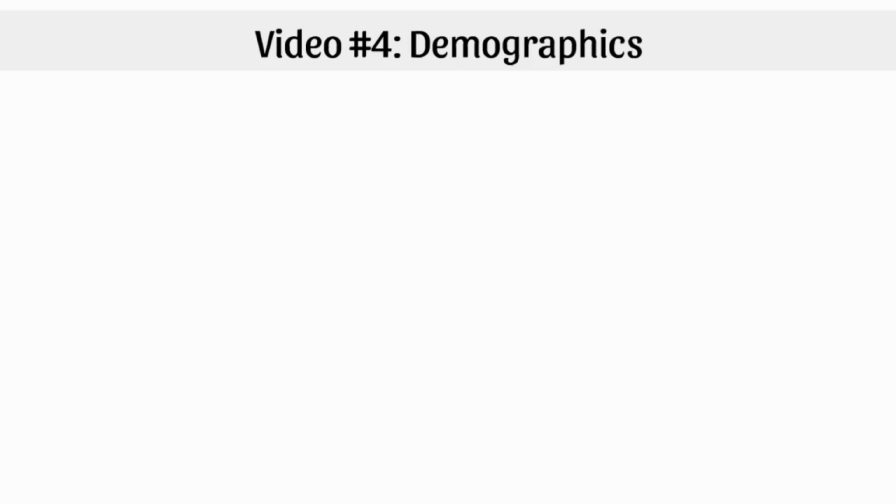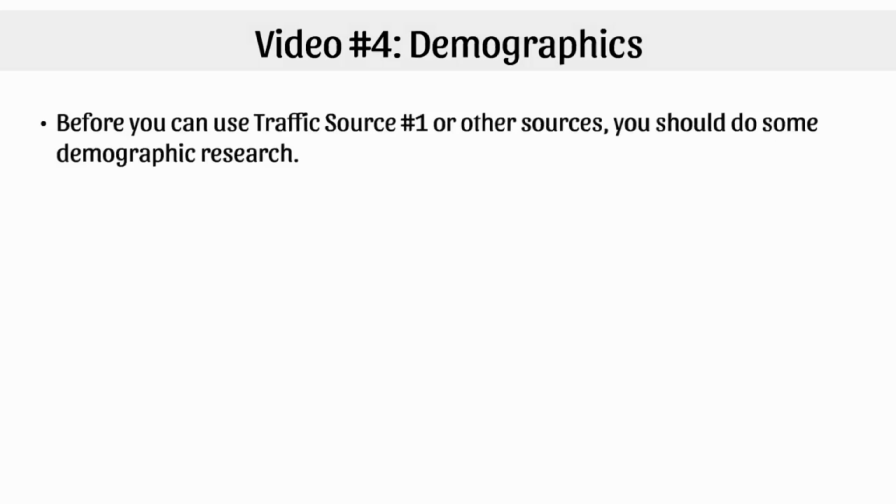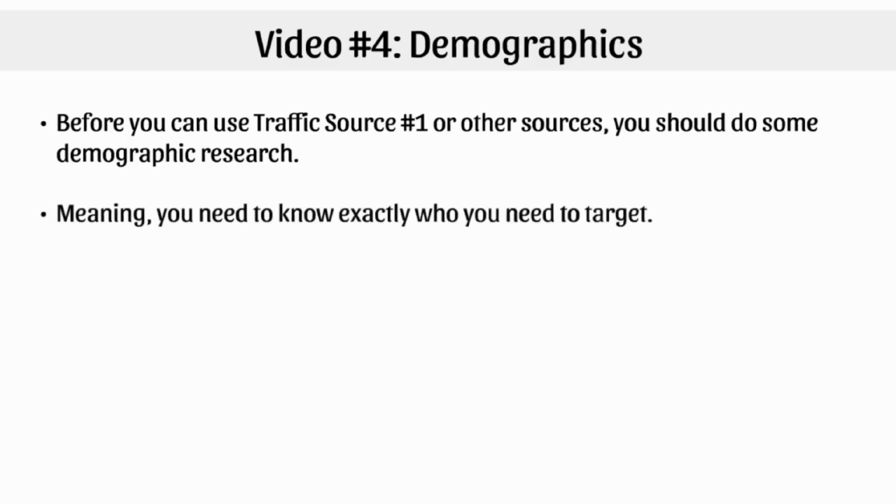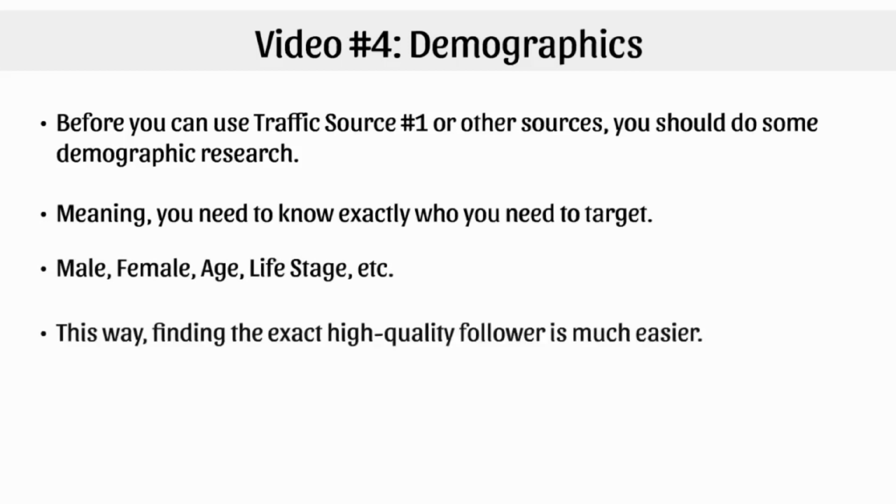Let's talk about demographics. So like I said, before you can use any traffic source 1, 2, 3, 4, you need to do this research. I'm going to make it as quick as possible so you can get an idea, you can go do it yourself, and you can be on the road to figuring out how to build up your Instagram following. So basically you need to know who you're targeting. Like I said, male, female, age, life stage, all that. And you can get all that information for free by using a free tool. This way you find a high quality follower who will love, consume, and engage with your content if done right. So here's how to do it.